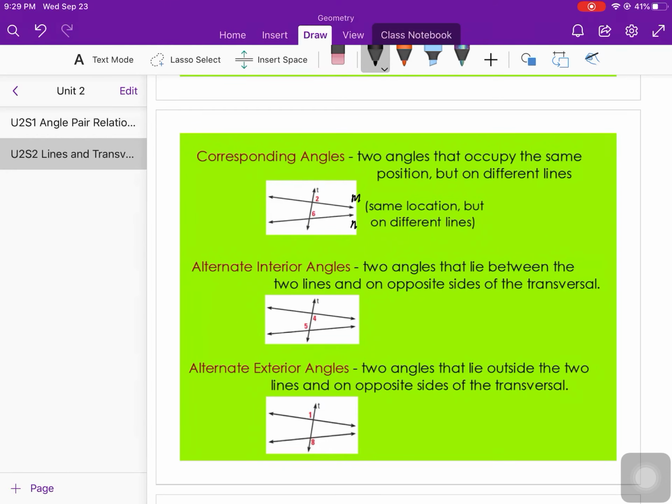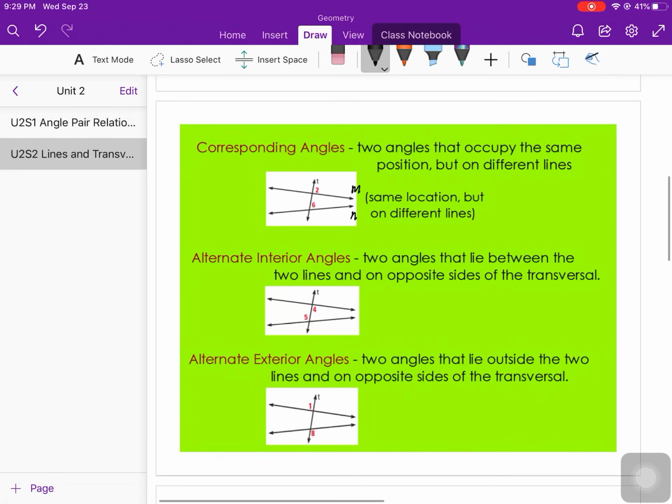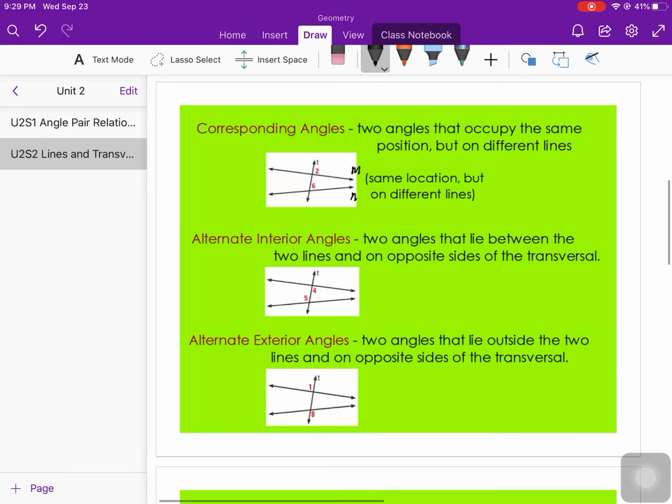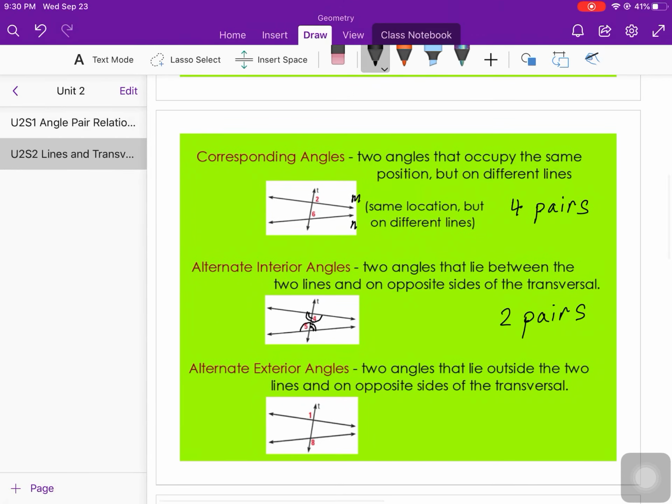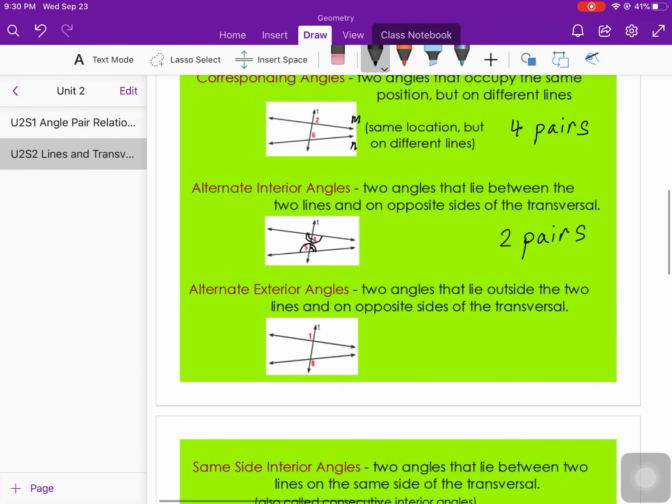Now, alternate interior angles are 2 angles that lie between 2 lines and on opposite sides of the transversal. I'm actually going to write this off to the side. There's 4 pairs of the corresponding, but only 2 pairs of the alternate interior. Alternate meaning opposite sides, interior meaning inside. So we have this pair here, which is 5 and 4. And then we also have this other set on the opposite sides, 3 and 6, which would be alternate interior.